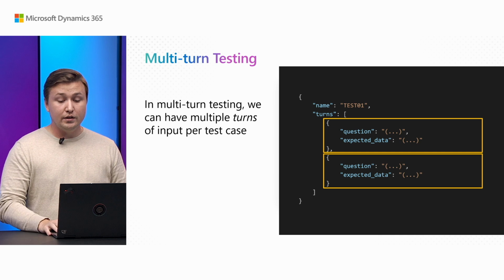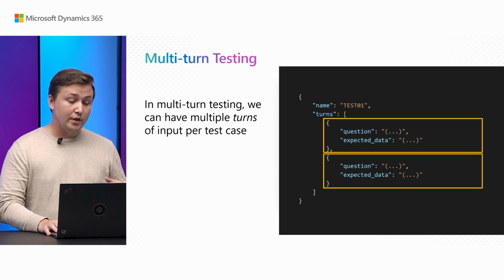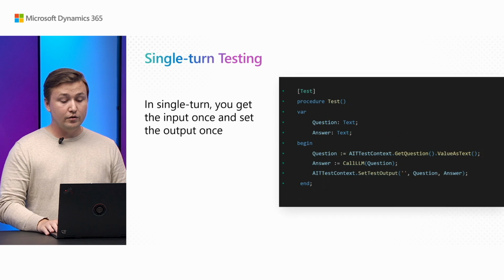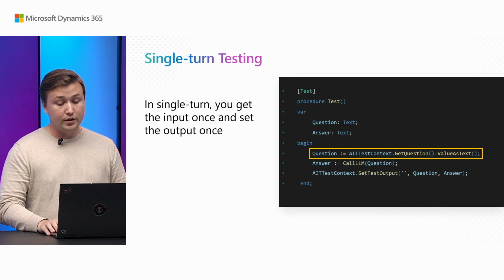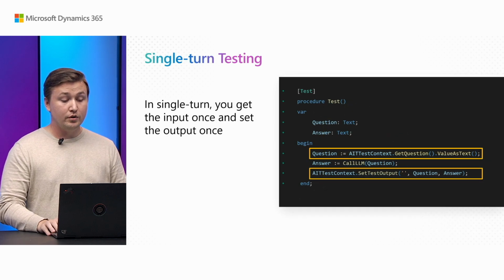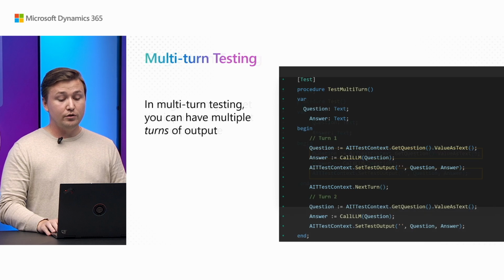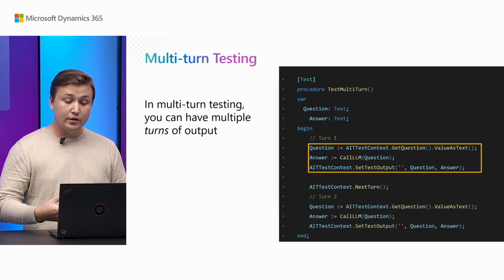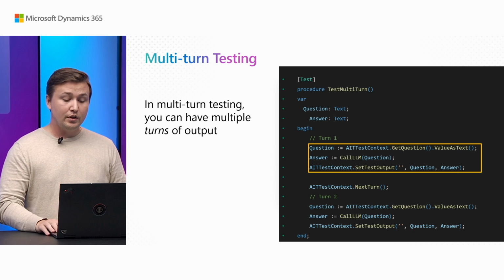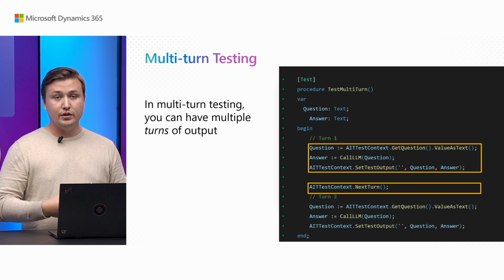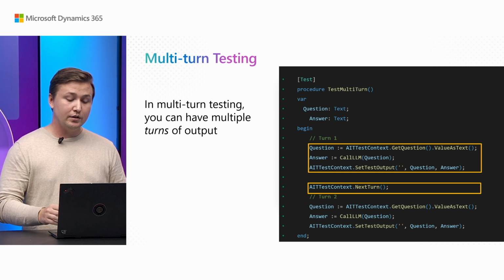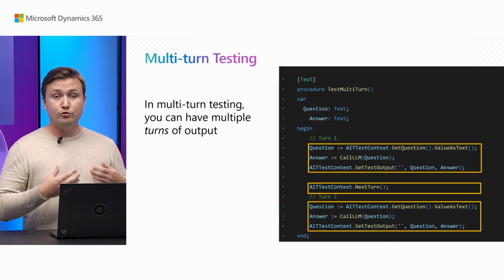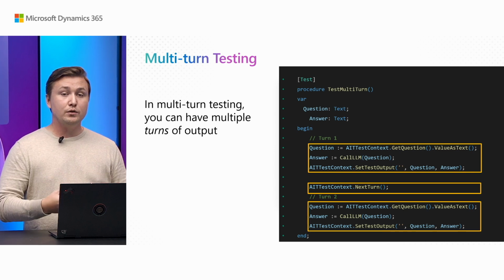So to use that in the test tool, we also have support for that. In single-turn, as we saw before, you have a question that you can get, and then you can set an output. Whereas in multi-turn testing, you can do this multiple times. So the first turn here, we get the question and we set the test output. Then we call the API next turn on the AI test context. And this is what makes it get the next question the next time we ask for it. So here we can execute turn 2, and now we would get a different question, and the tool would take care of setting the test output correctly.